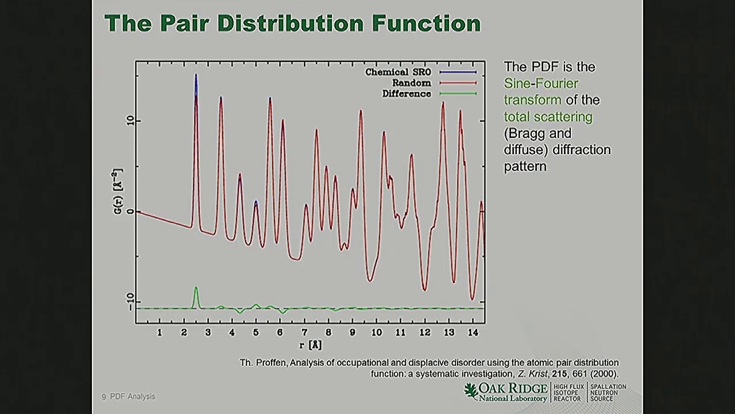We can take a Fourier transformation of that diffuse and Bragg scattering diffraction simulation and create a pair distribution function from that through a sine Fourier transformation. And that is an example of what a PDF is. And the difference here, because we're looking just at the local scale, now the difference between these two materials is significant on a scale that you can see. Okay?